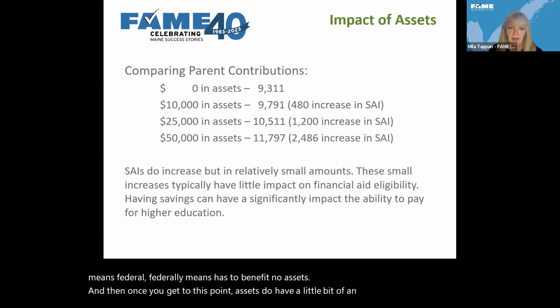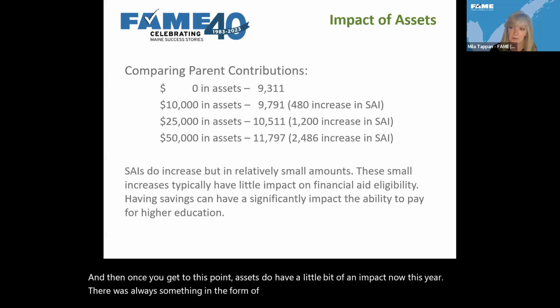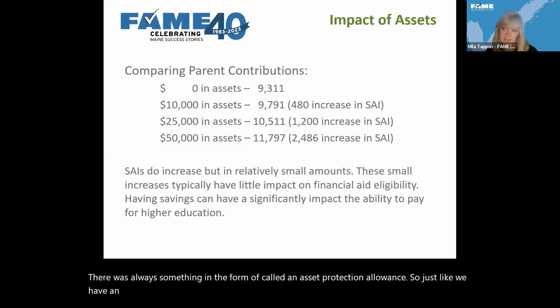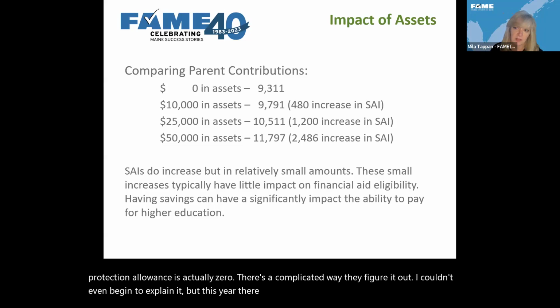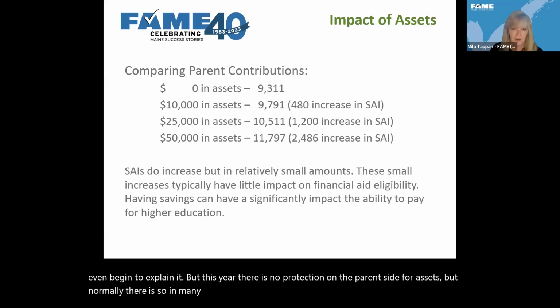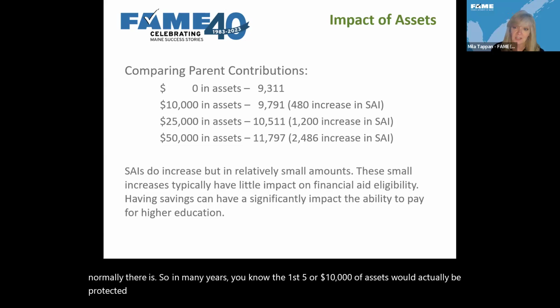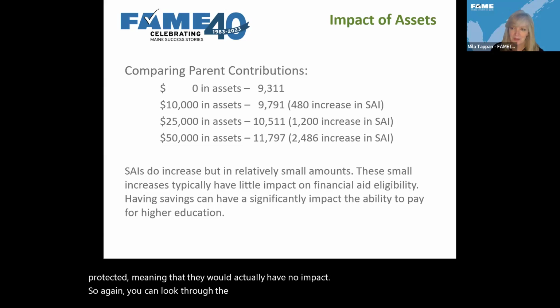Now, this year, there is always something in the form called an asset protection allowance. So just like we have an income protection allowance, there's an asset protection allowance. This year, the asset protection allowance is actually zero. There's a complicated way they figure it out. I couldn't even begin to explain it. But this year, there is no protection on the parent side for assets, but normally there is. So in many years, the first $5,000 or $10,000 of assets would actually be protected, meaning that they would actually have no impact. So again, you can look through the formula. You can see what it looks like this year. It does get updated every year.